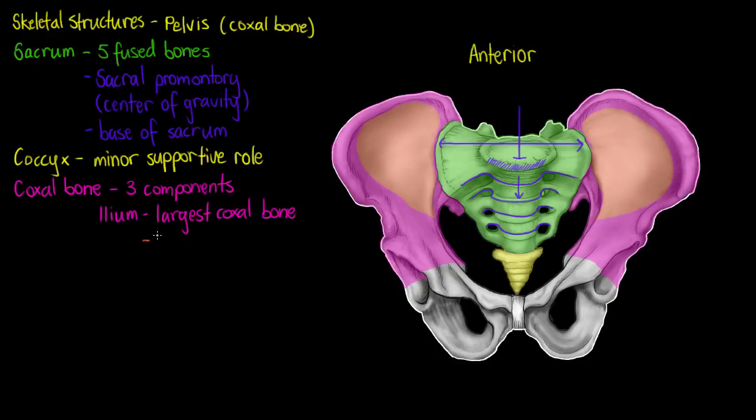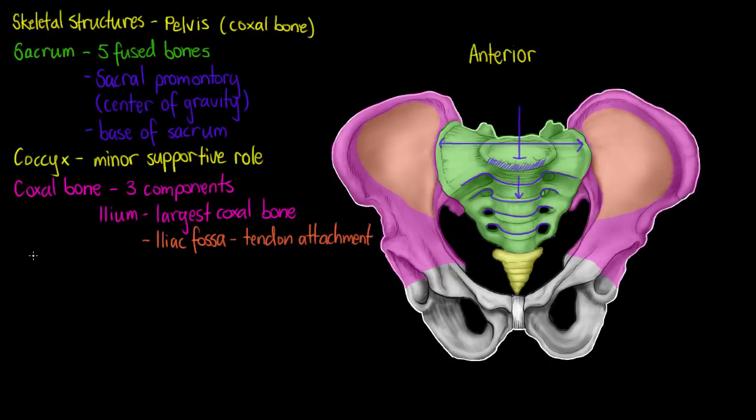The first being the iliac fossa. The iliac fossa being a depression on the anterior side of this bone that's going to act as a point of tendon attachment. So tendon attachment will be in this iliac fossa.